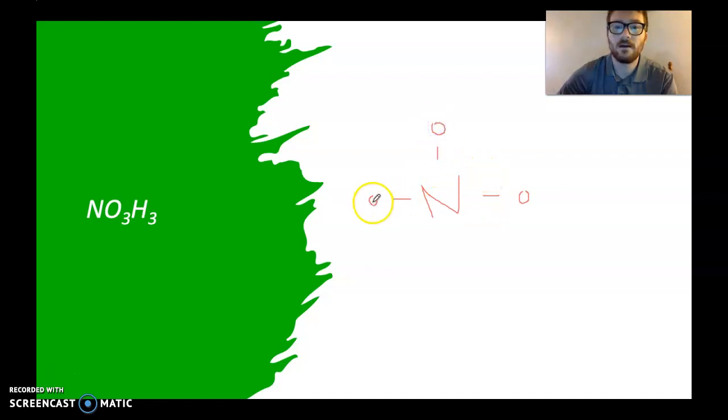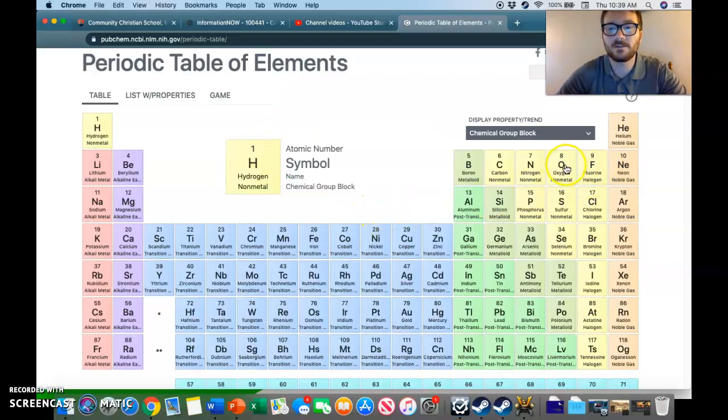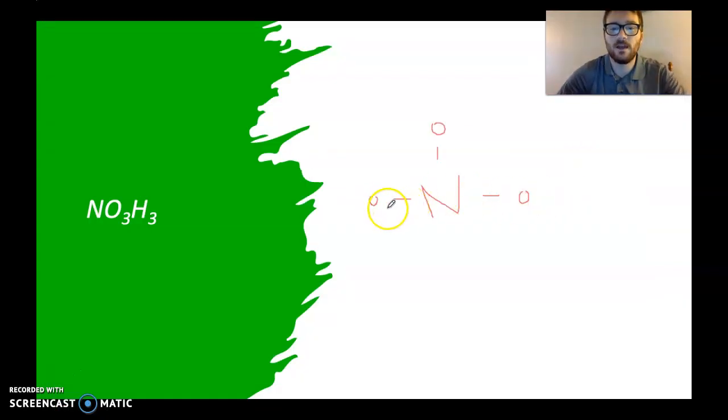Now oxygen needs 2 bonds. We'll look back here. Oxygen needs 1, 2, and oxygen only has 1 right now. But fortunately, we have enough hydrogens to give every oxygen a bond. So now oxygen is 2 like it needs. Each oxygen is 2, and the nitrogen is 3. This is a complete molecule.